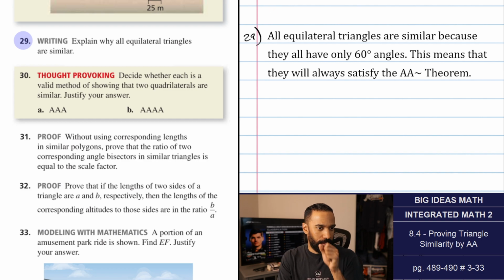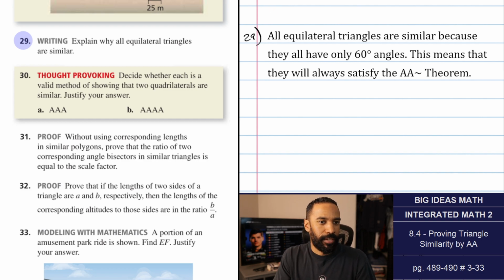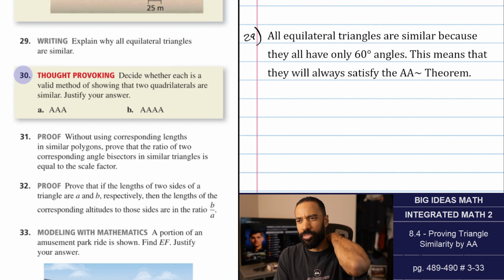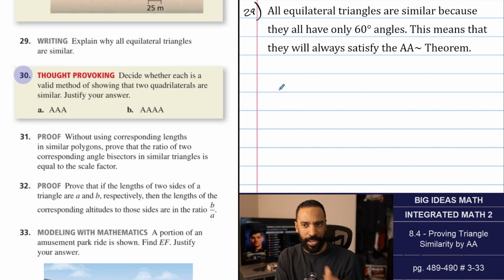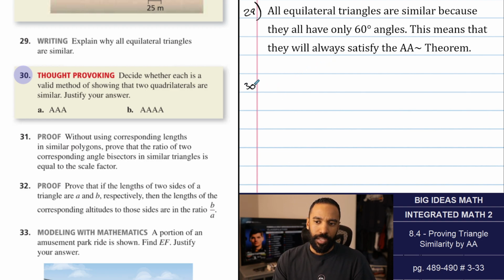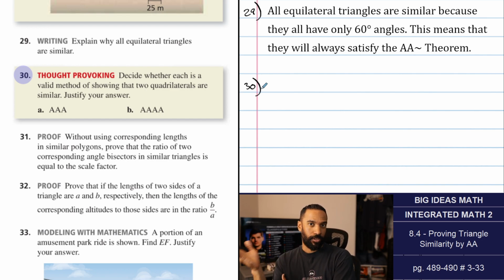All right. Number 30. Thought-provoking. Decide whether each is a valid method of showing two quadrilaterals are similar. Justify your answer. So I kind of answered this earlier. It was one of the error analysis questions. Angle, angle, angle. Well, they mentioned the angle, angle. They tried to use angle, angle. And I said that's not correct.